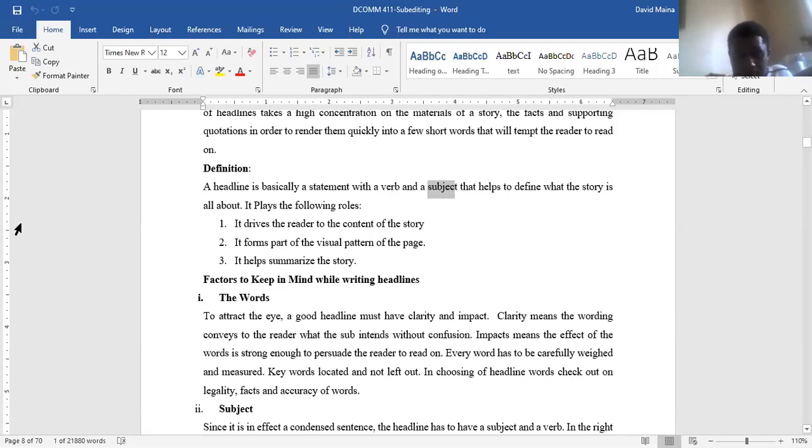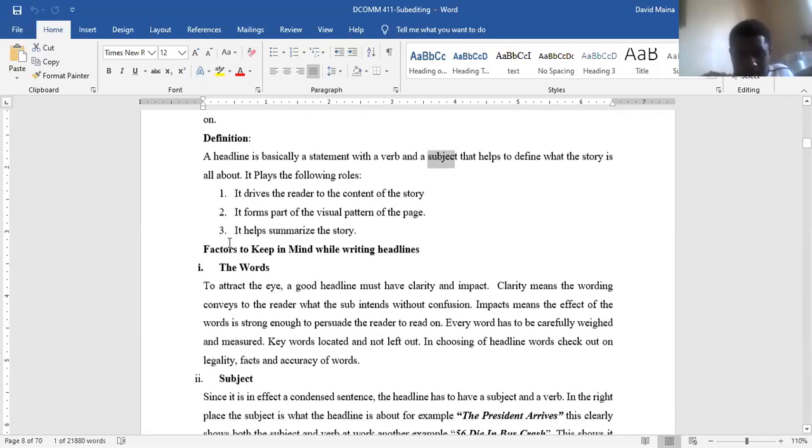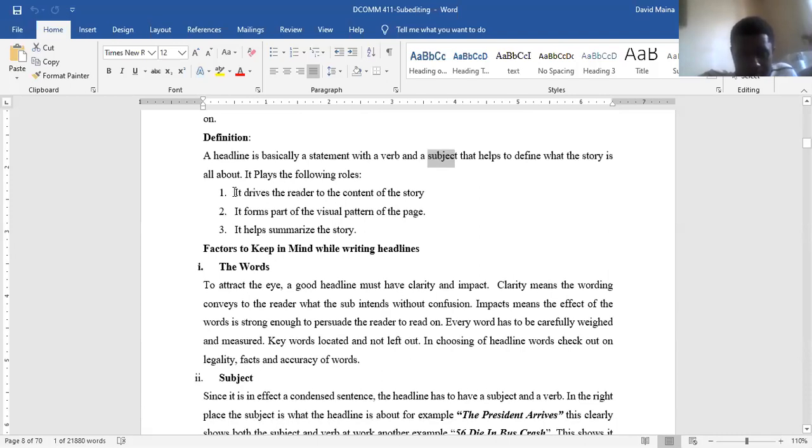So what is the importance of a headline, or what are the functions of the headline? It drives the readers to the content of the story. If you write a very bad headline, the reader will not buy that story, will not buy that newspaper. If you write a very good headline, the reader will be lured, not forced, but the reader will be attracted to the story and will be able to buy it.